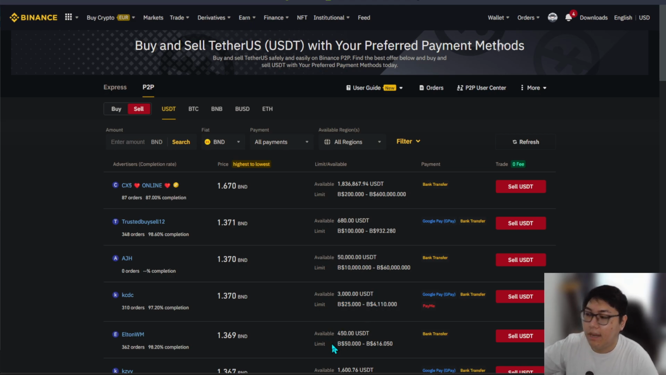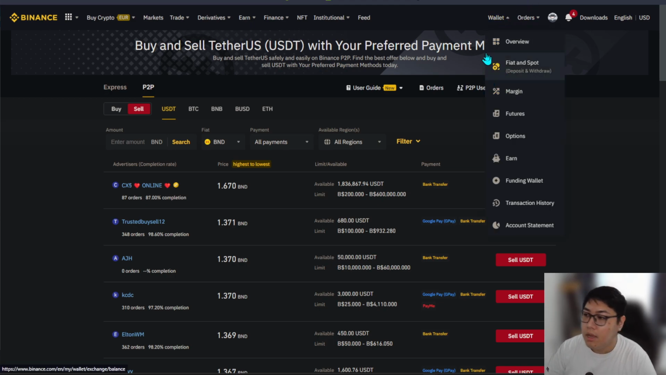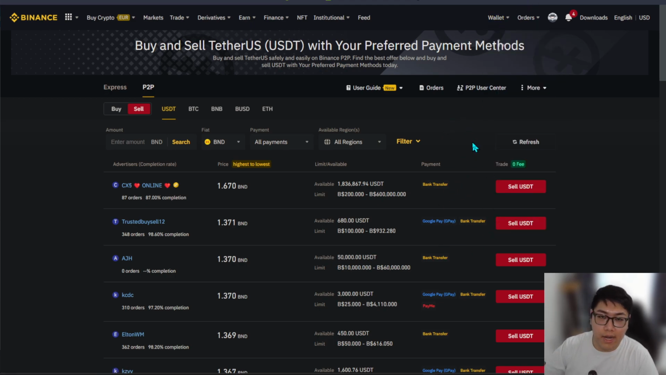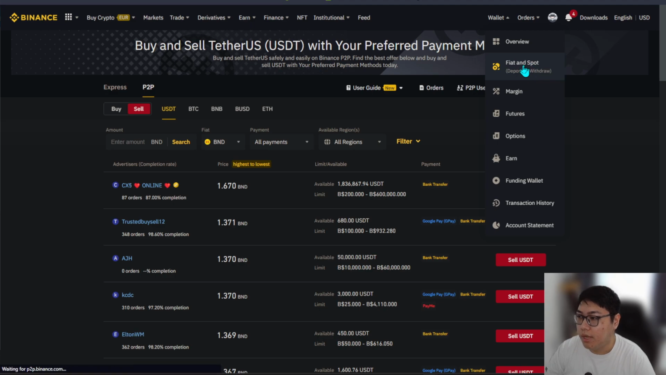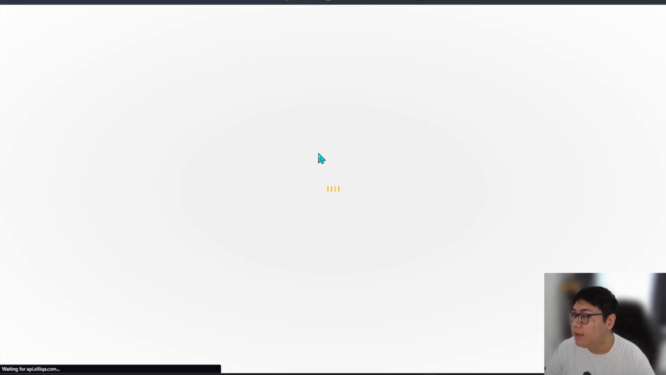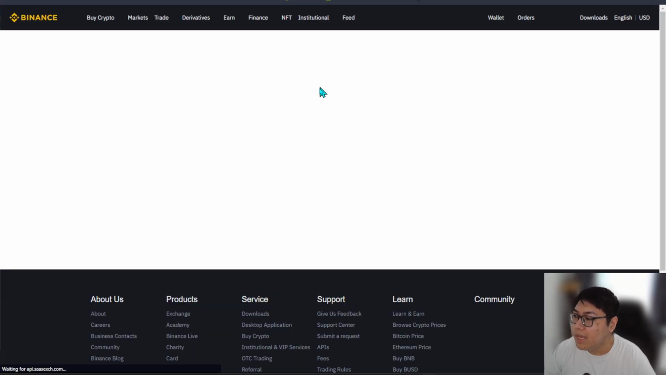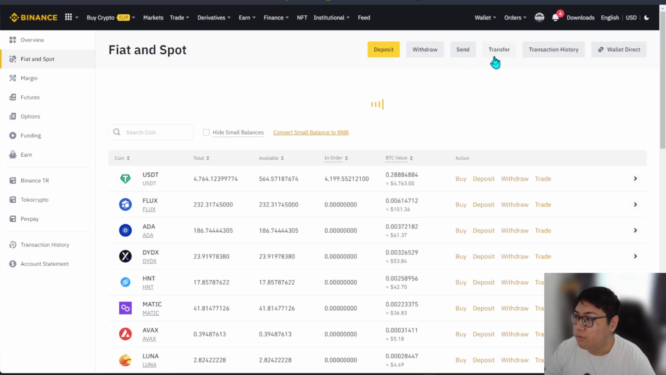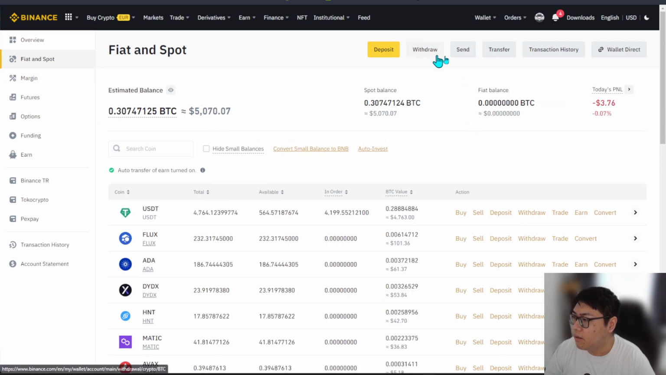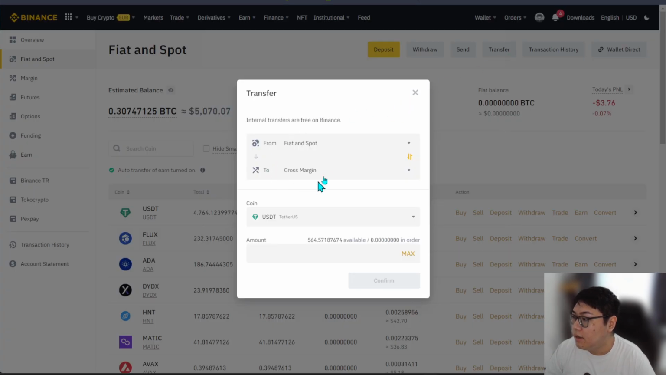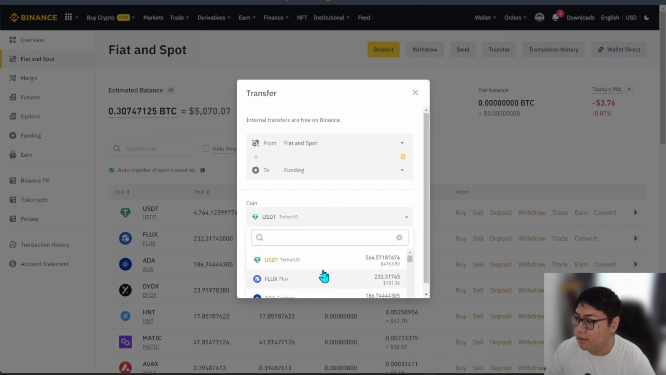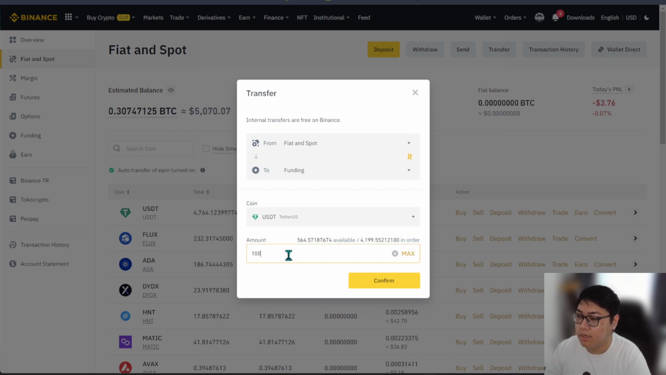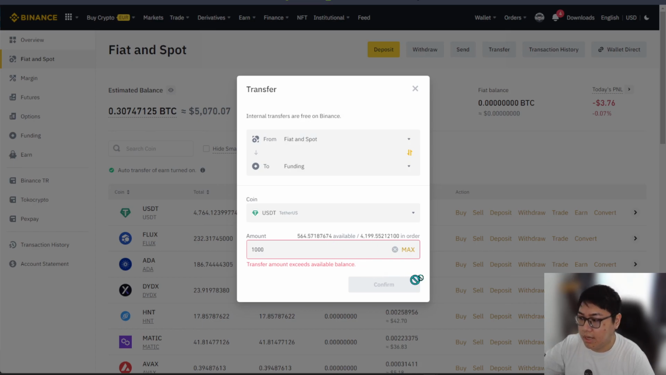which seller you want to deal with, and from there you will just deposit into your Binance account your US dollar and send it to your funding wallet. How do you do it? Simple. Head over to the fiat and spot itself, letting it load, and over here this is for the funding. Here transfer. Over here you want to select funding, and from there select your US dollar, and after that just put in like maybe 1,000 if you want to sell 1,000 US dollar.